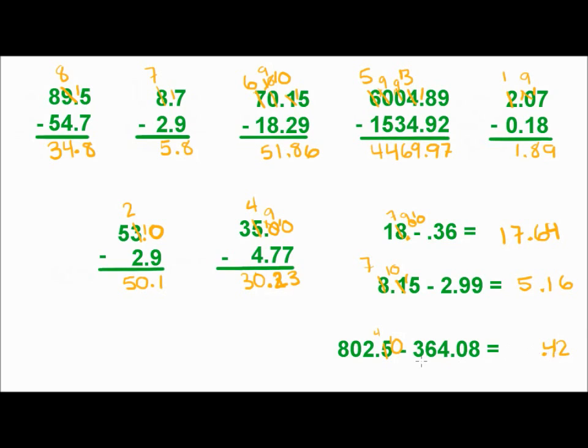Put the decimal point. We have 7 minus 4, have to borrow from the 8. Make that a 7. Make that a 9. And we can make that a 12. So 12 minus 4 is 8. 9 minus 6 is 3. And 7 minus 3 is 4. There we go. And that's all I have for subtraction with decimals.